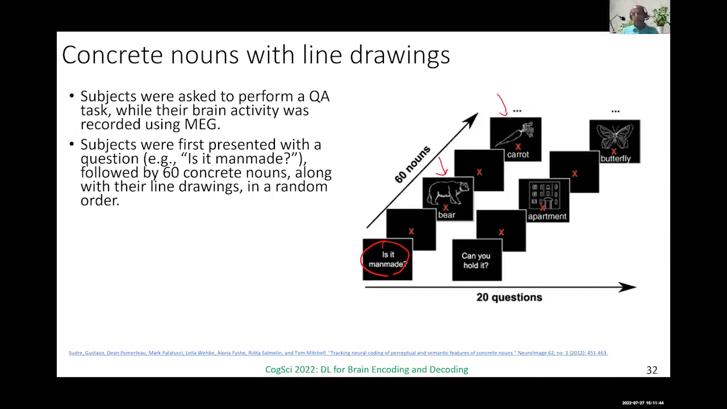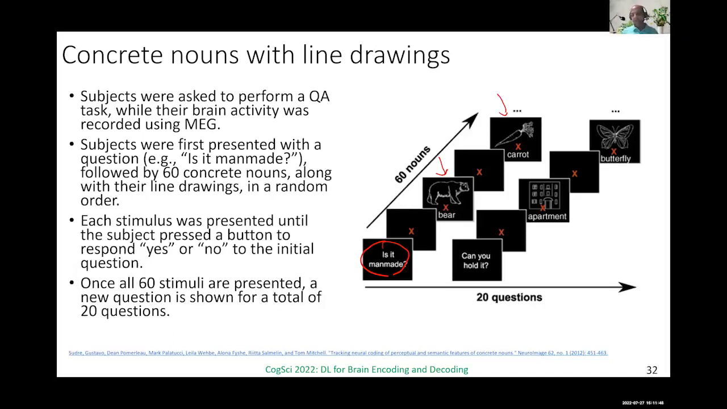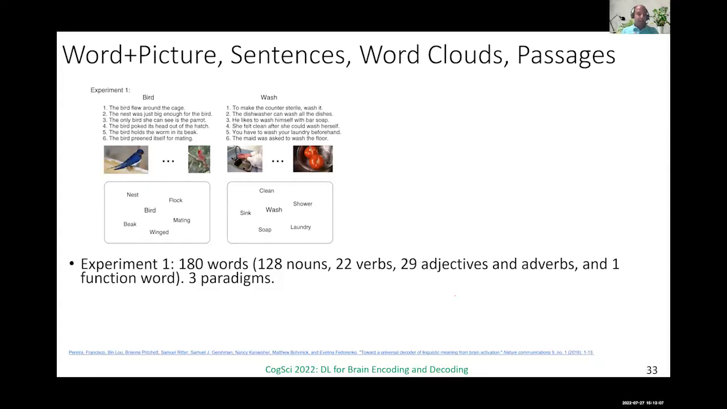For example, a bear or a carrot and so on, with some time gaps in between. The subjects were supposed to press a button to indicate yes or no for each of those images. Once all the 60 nouns are done, they are shown another question, and this continues for 20 different questions. This is a popular Pereira data set from 2018.